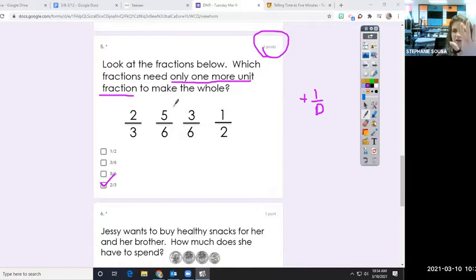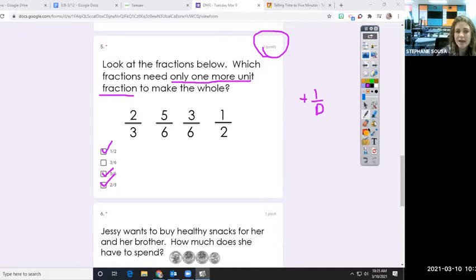5/6, there's 5, I need 6. So if I have 5 and I add 1, I've got my whole fraction. So 5/6 needs 1 unit fraction. 3/6, I have 3, I need 6. I would have to add 3 more. That doesn't work. And then 1/2, I have 1, I need 2, so I have to add 1 more, and that would give me all of the halves, okay?